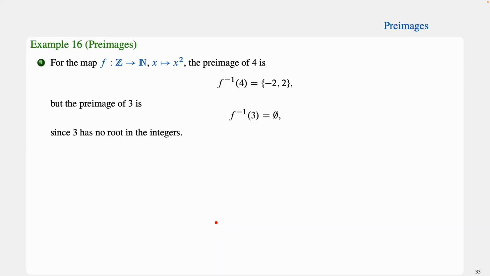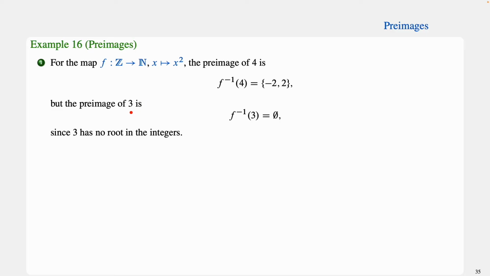Let's look at some examples. Again, I look at the quadratic function defined on the integers mapping into the natural numbers. And for example, if I take the element 4 in the natural numbers, then its pre-image consists of the numbers -2 and 2. Why is that? Because if I square -2 and if I square 2, if I plug them in here, I get 4. So these are the two values in the integers that get mapped to the value 4 under this map here.